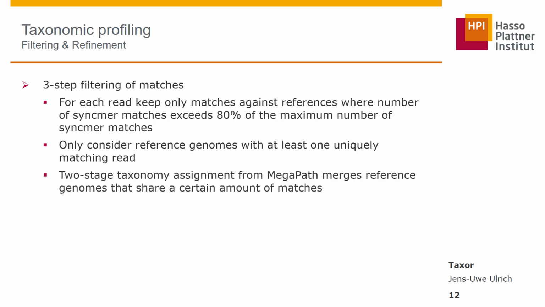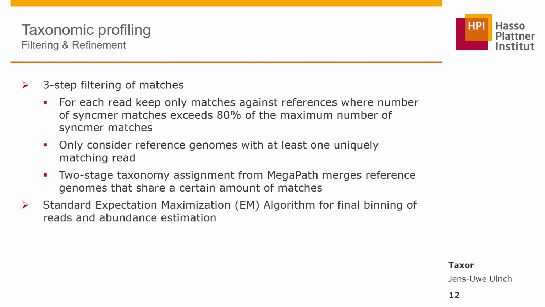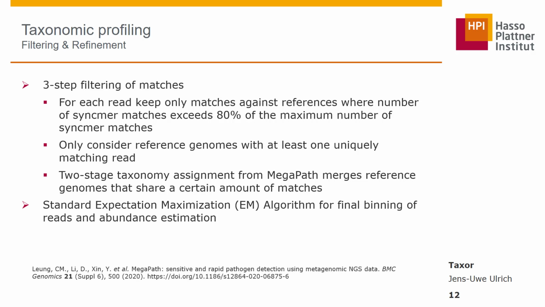And finally, we applied a 2-stage taxonomy assignment algorithm from a tool called MegaPath that merges reference genomes that share a certain amount of read-to-reference matches. In the last step of the profiling, a standard expectation maximization algorithm refines the read-to-reference matches and estimates sequence and taxonomic abundances for a given sample.